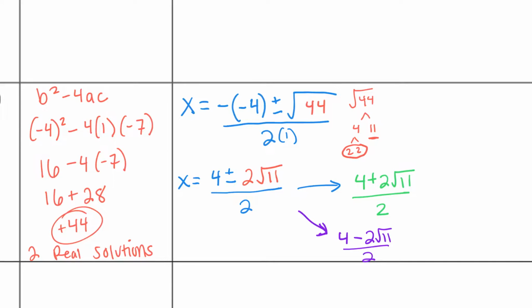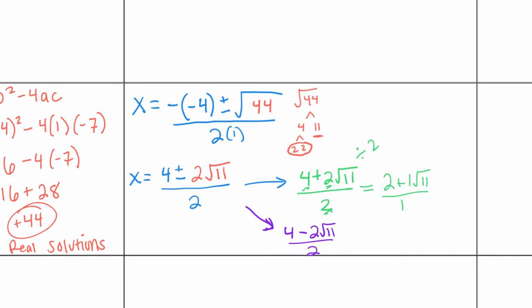Now, you can't add or subtract the 4 and the 2 root 11, but what we could do is simplify. So if I'm looking at the green equation, I see that there's a 4 here, there's a 2 here, and there's a 2 here. So I can simplify everything by 2 if I really wanted to. So we're going to divide everything by 2. 4 divided by 2 is 2, plus 2 divided by 2 is 1. So we'll have 1 root 11 over 1. You don't even need to write the over 1 part if you don't want to. You can just write it like 2 plus root 11 if you want.